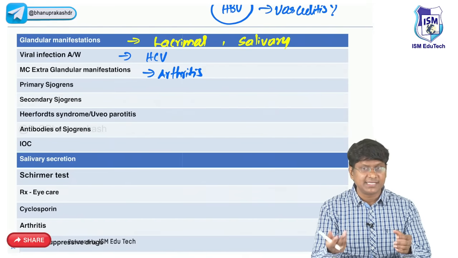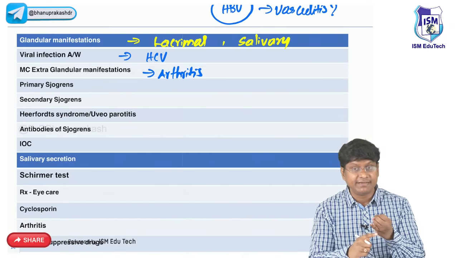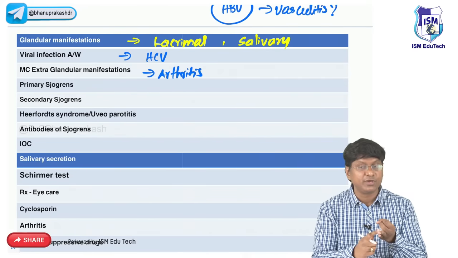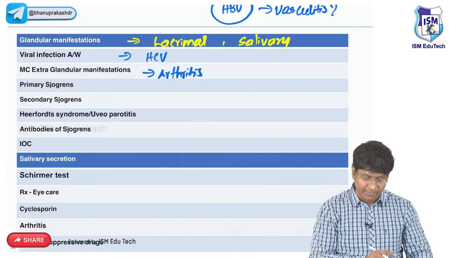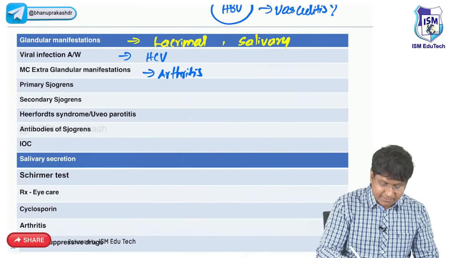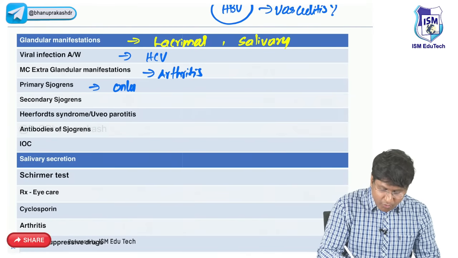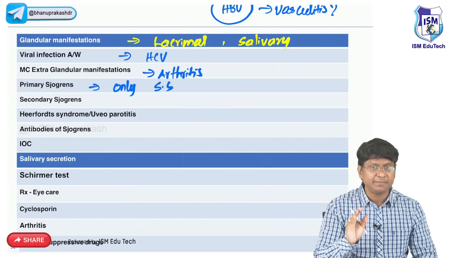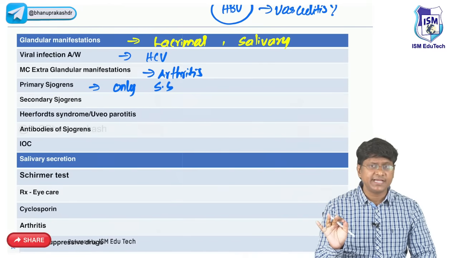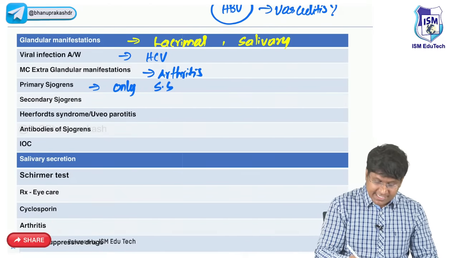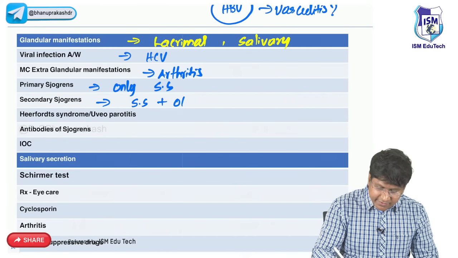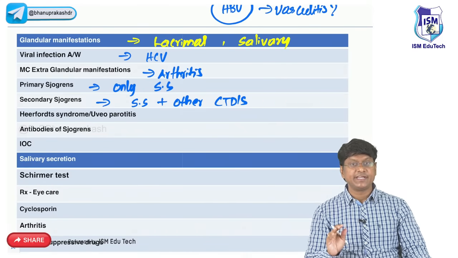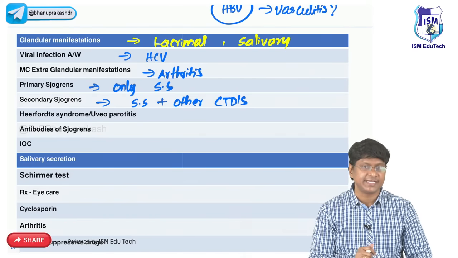Along with arthritis, the other manifestations they can have are Raynaud's phenomenon, renal tubular acidosis, vasculitis, and there can also be lymphoma. Now take primary Sjögren's. Primary Sjögren's means you have only Sjögren syndrome, that means dry eyes, dry mouth and extraglandular manifestations. Secondary Sjögren's means that along with Sjögren's, it is associated with other connective tissue disorders. That is called secondary Sjögren's.